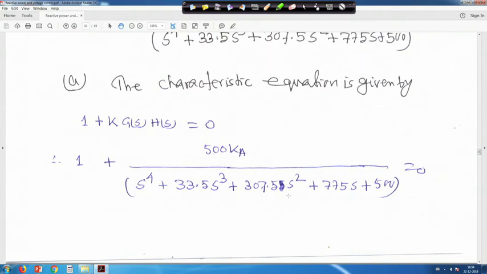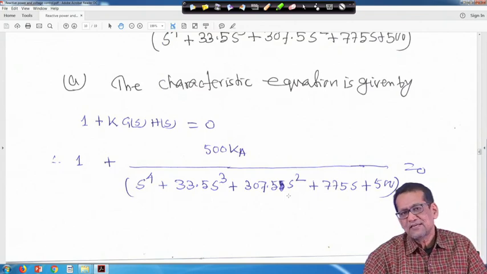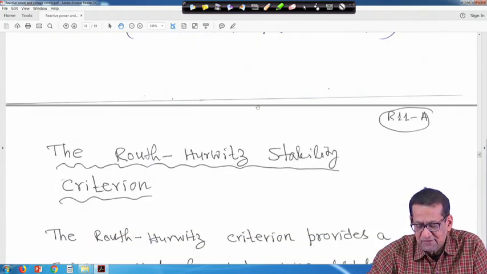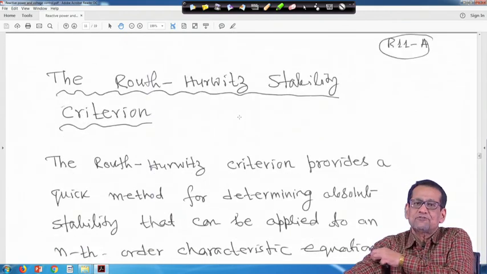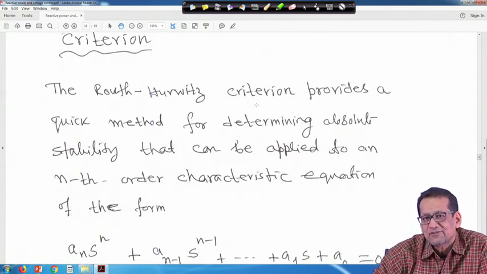Now, after getting this characteristic equation, we will go to the Routh-Hurwitz criteria. Before directly going to that, let us brush up our memories regarding the Routh-Hurwitz criteria, and then we will go to the problem. The Routh-Hurwitz criterion you have studied in your third year control system engineering.